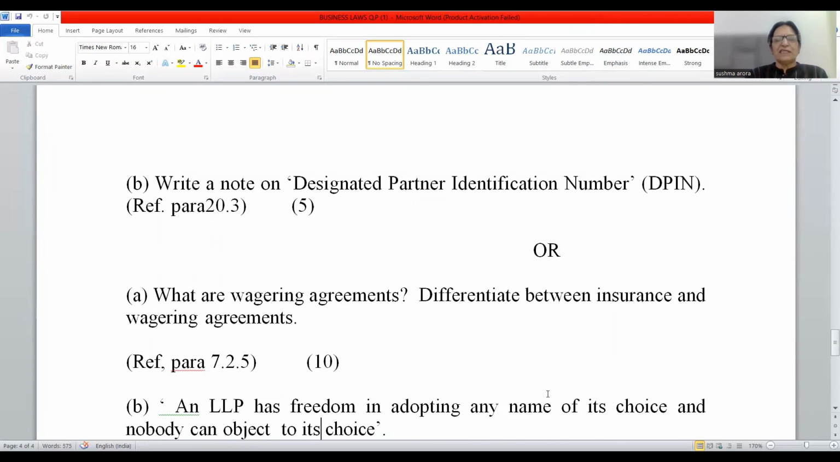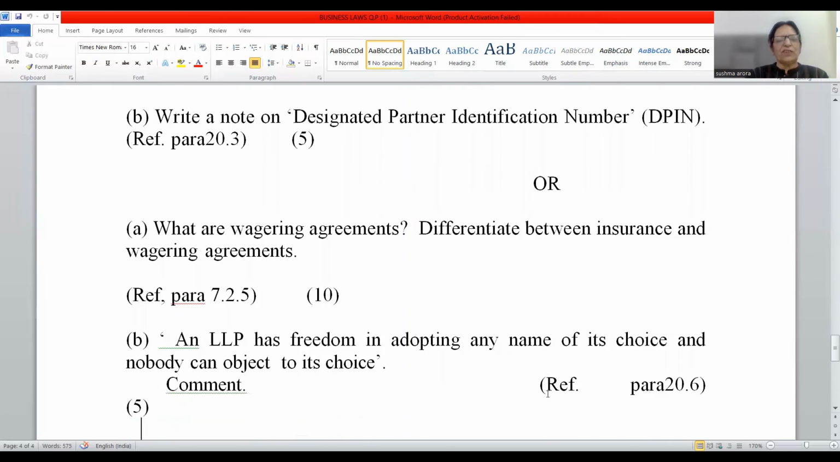What are wagering agreements? Differentiate between insurance and wagering agreements. Wagering agreement is what? Wagering agreement is the agreement to do or not to do something. It is dependent upon happening of the event. If event happens one way, one person will pay the money, otherwise person will get money. There are 5 points of distinction between insurance and wagering agreements. One is valid, other is not valid. Objectives are different. Wagering is not welfare for the public benefit. Insurance is, of course, always entered into for the benefit of the public.